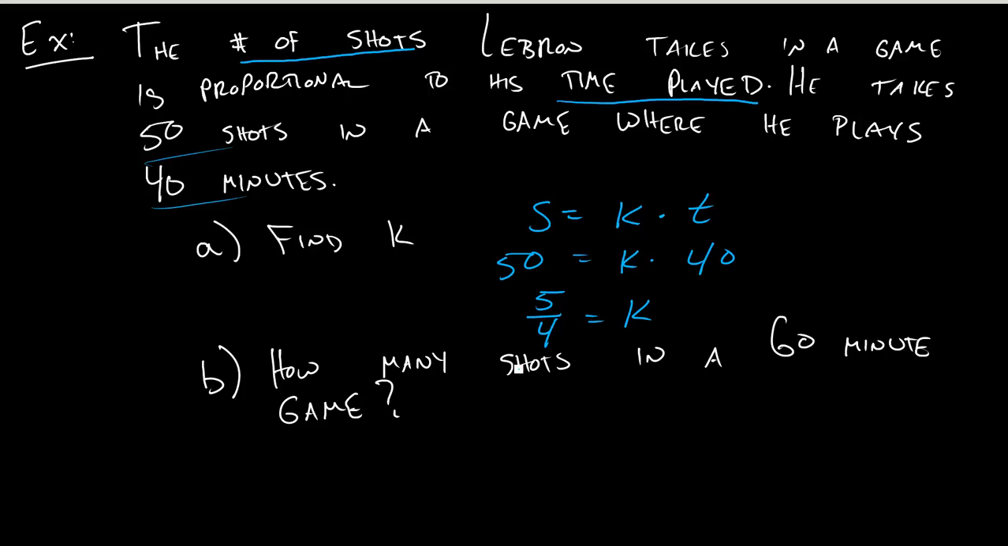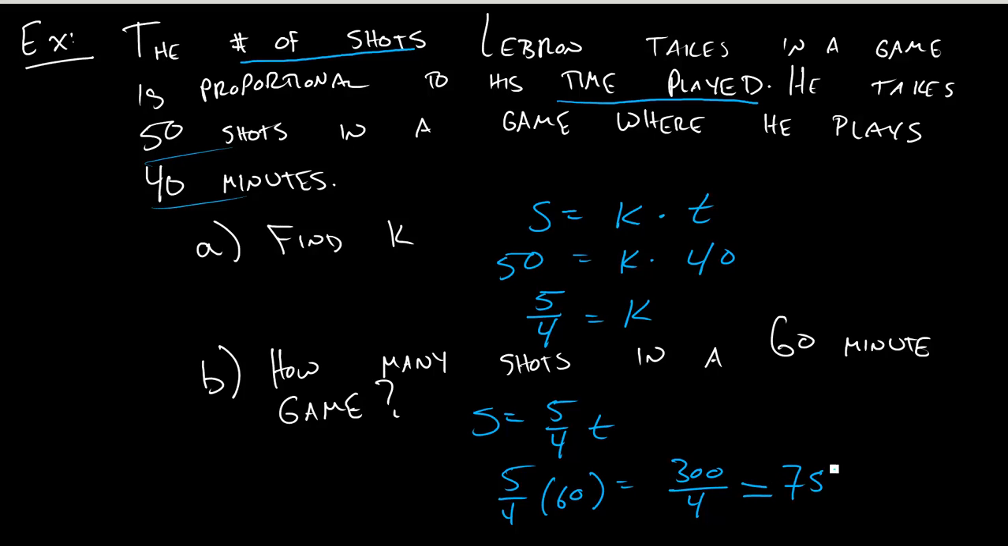So the next question is, how many shots can he take in a 60-minute game? And so what we'd want to do is come back to our formula, so 5 over 4 t, and we would just plug in 60 minutes for t. So we'd have 5/4 times 60 is equal to 300 over 4. And so this is 75 shots in a game.